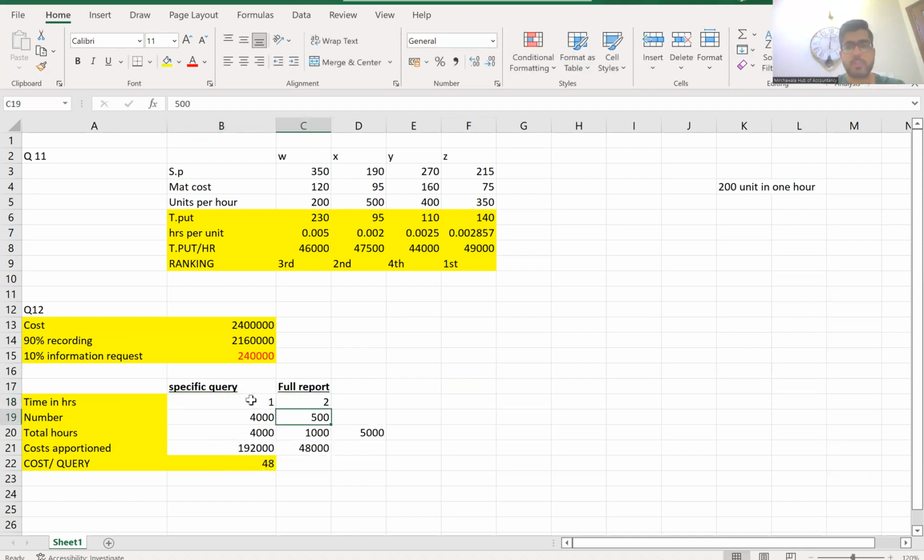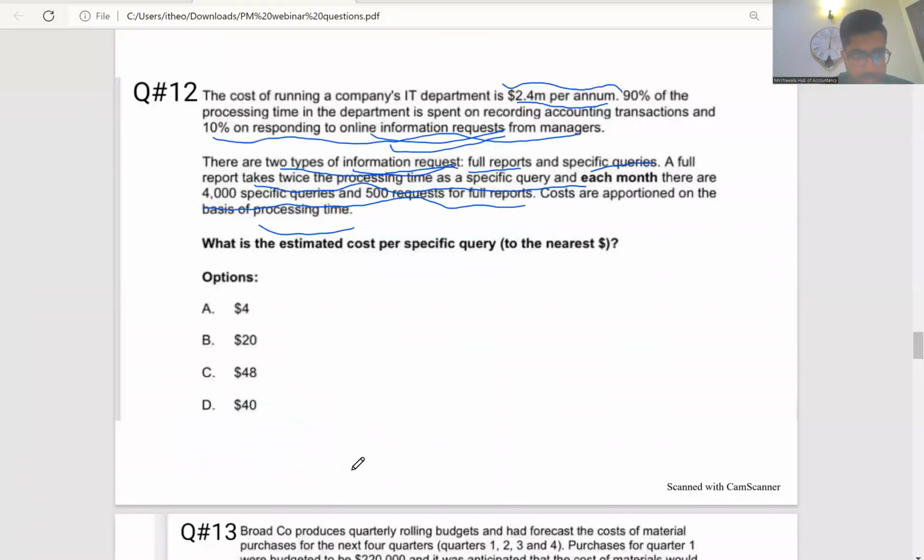Okay, so for cost per specific query, get the cost of the specific query, apportioned on the basis of hours, and divide it by the number of queries. Okay, please note it. So the answer is 48.